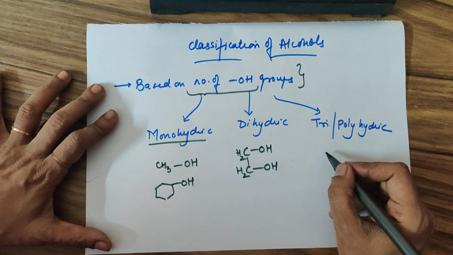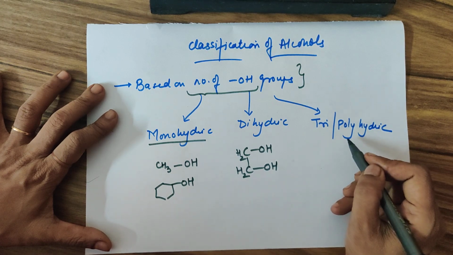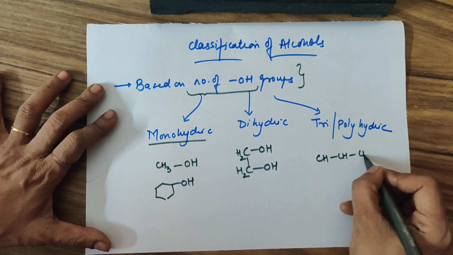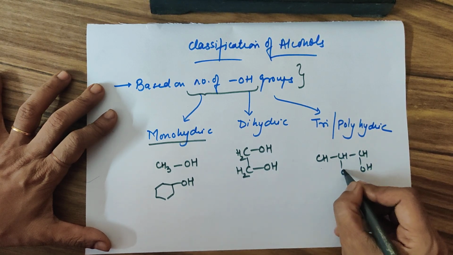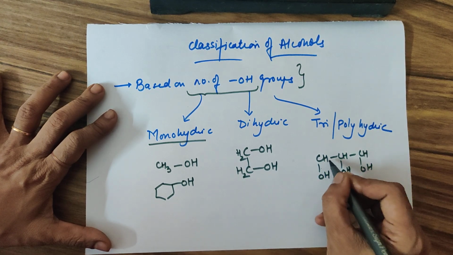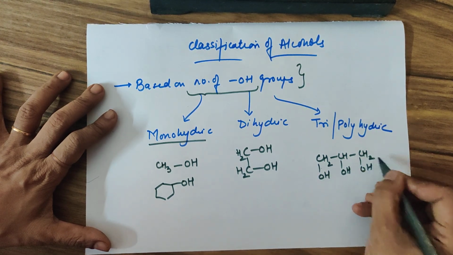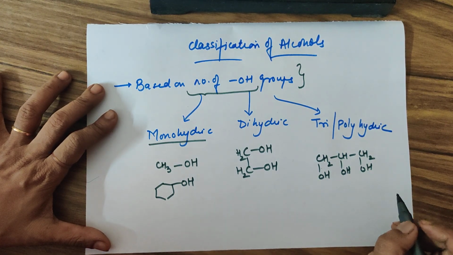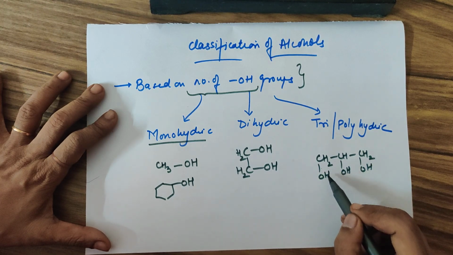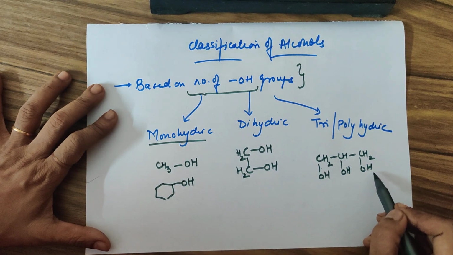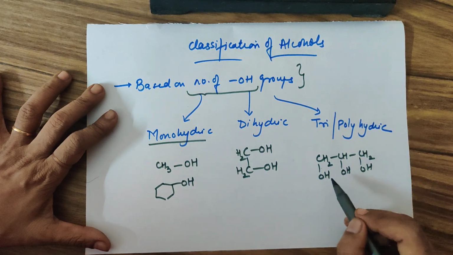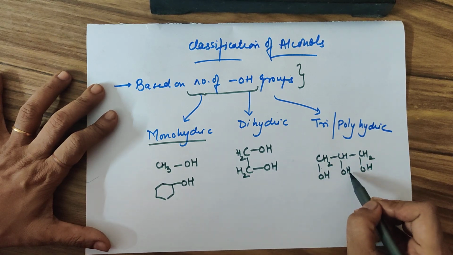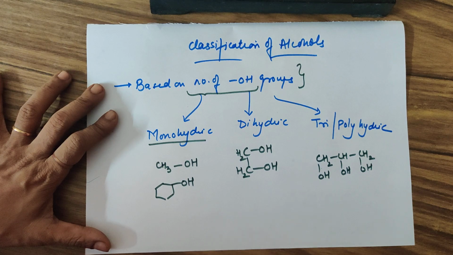Polyhydric or trihydric means there are 3 OH groups or there are beyond 3 OH groups. For example, I have a compound like this, 3 carbons. All the 3 carbons have 1 OH group each. Satisfy the valency. This particular compound is a special compound also called glycerol, or it is called 1,2,3-trihydroxypropane, or it is propane-1,2,3-triol. That's also the name.